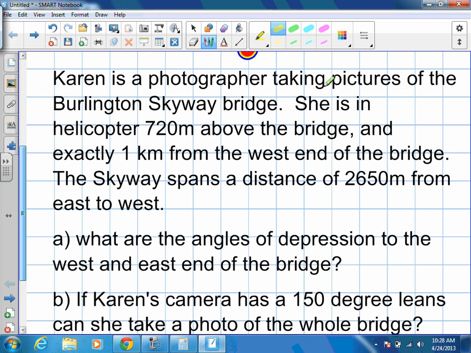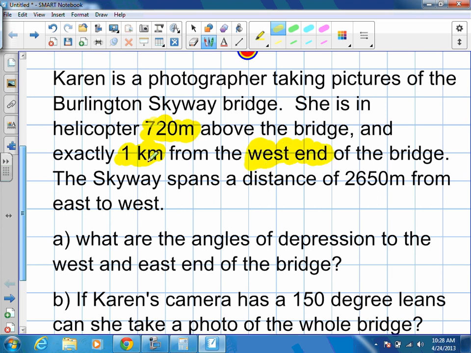Karen is a photographer taking pictures of the Burlington Skyway Bridge. She is in a helicopter 720 meters above the bridge. So that's going to be important. That's how high above the bridge she is. And exactly 1 kilometer from the west end of the bridge, okay? So keep that in mind.